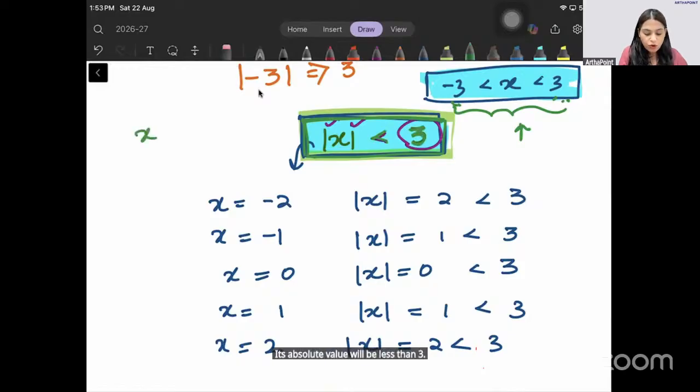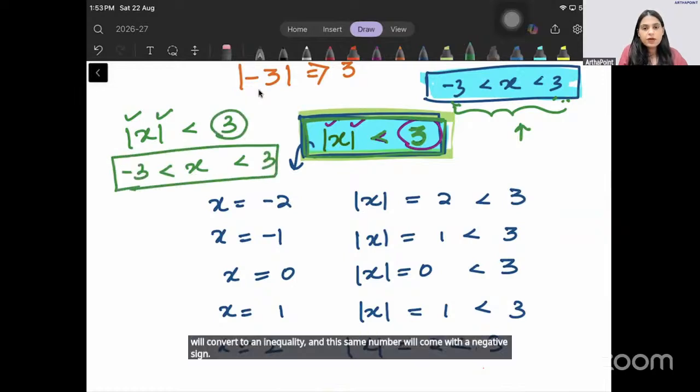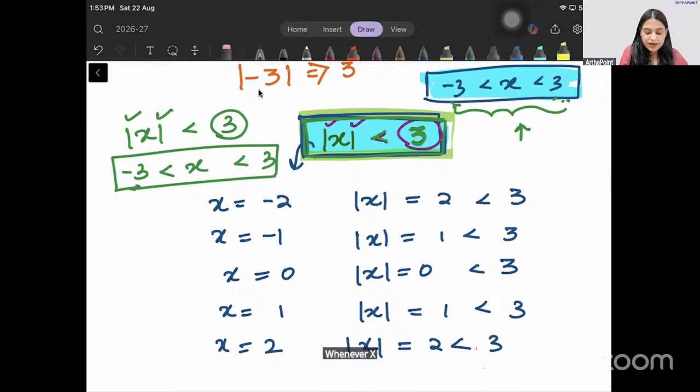So opening mod of x less than 3 means that this will convert to an inequality and this same number will come with a negative sign. Whenever x will be between -3 and 3, then its absolute value will be less than 3. Making sense?